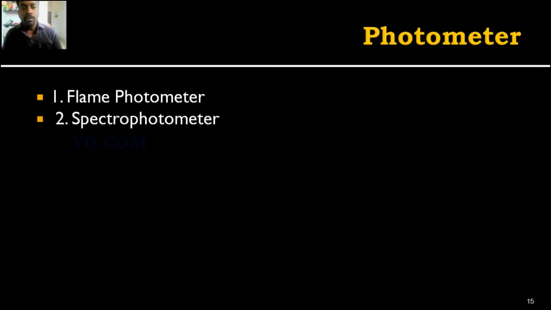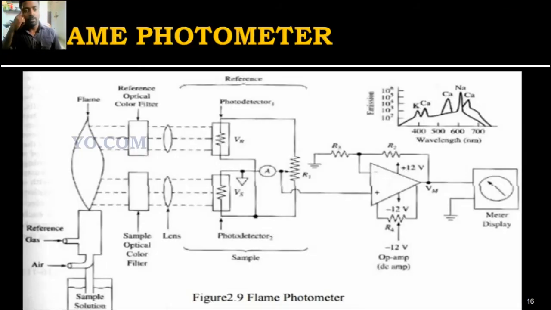Then photometer. Next we are going to see the photometer. Actually the photometer is almost the same as the colorimeter concept. Here we have two different types: one is a flame photometer and the other is a spectrophotometer. You will see them one by one. First we are going to see the flame photometer. So this is a setup of a flame photometer.